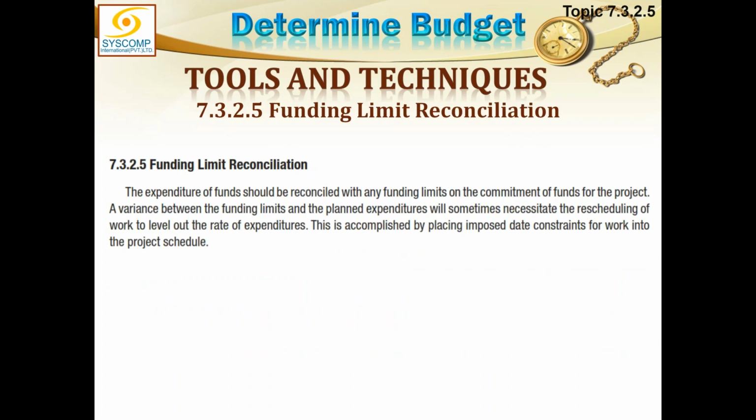Funding limit reconciliation, the expenditure of funds should be reconciled with any funding limits on the commitment of the funds for the project. The variance between the funding limits and the planned expenditure will sometimes necessitate rescheduling of the work to level out the rate of expenditure. If we have got less money, we will reduce the work in that period to adjust whatever is available. According to that, we will have to readjust our schedule.